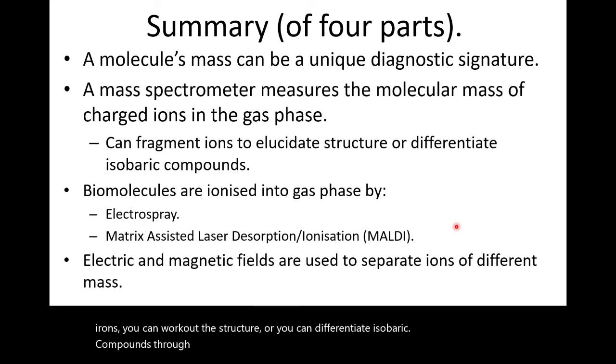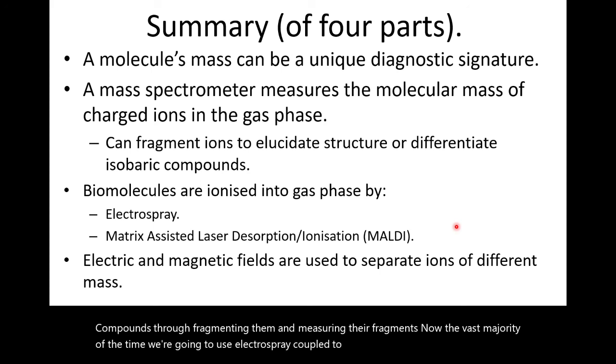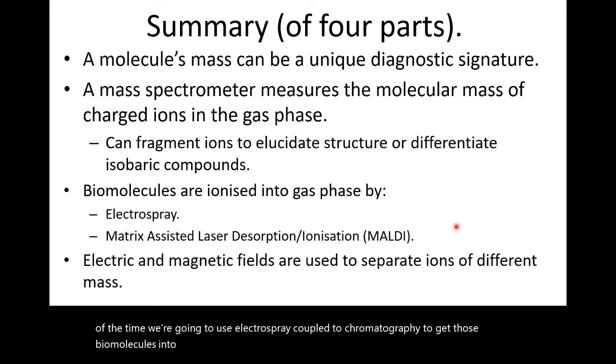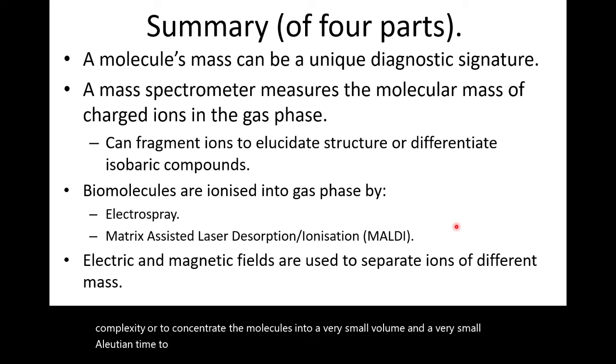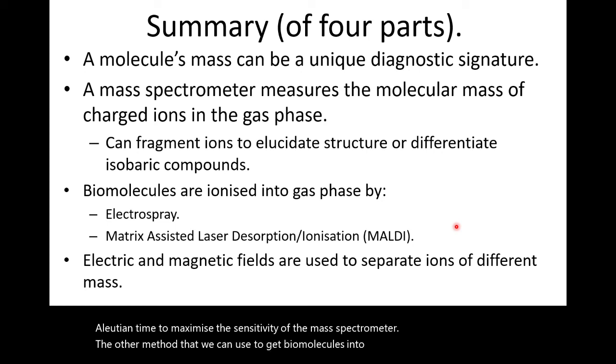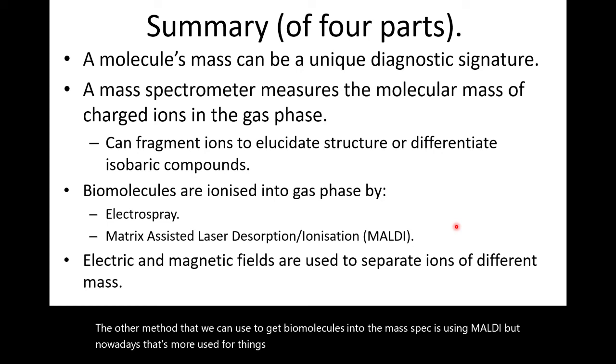Now, the vast majority of the time, we're going to use electrospray coupled to chromatography to get those biomolecules into the mass spectrometer, because we can use chromatography to reduce complexity or to concentrate the molecules into a very small volume and a very small elution time to maximize the sensitivity of the mass spectrometer. The other method that we can use to get biomolecules into the mass spec is MALDI, but nowadays that's more used for things like biotyping and for MALDI imaging.